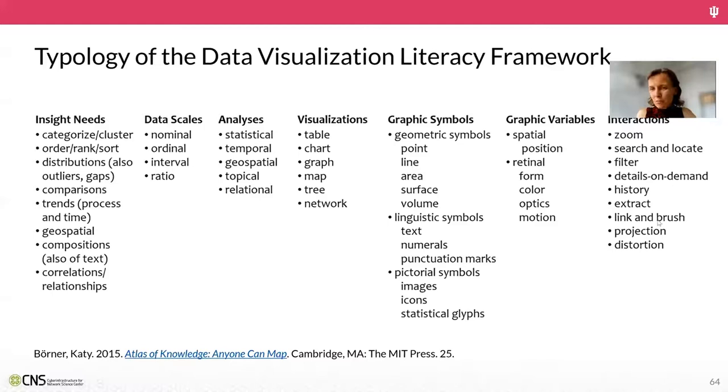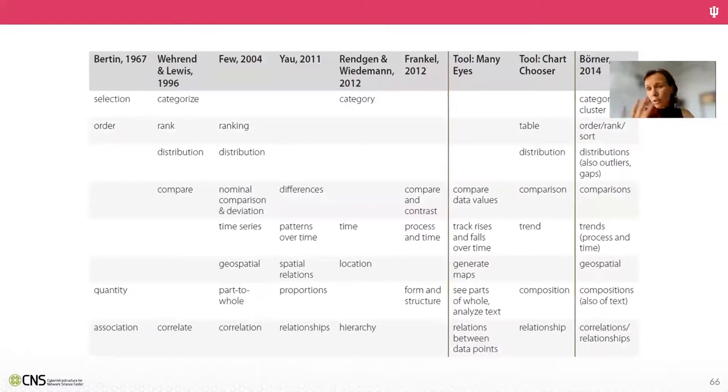And so for the insight need types and for all the other types, we have built on prior work. So here you start with Chuck Pertang in 1967, who identified four different insight need types. And then there were many after him, pioneering works that tried to bring order to all of this. And then on the right-hand side, you have the types of insight needs that are captured in the DVL framework.